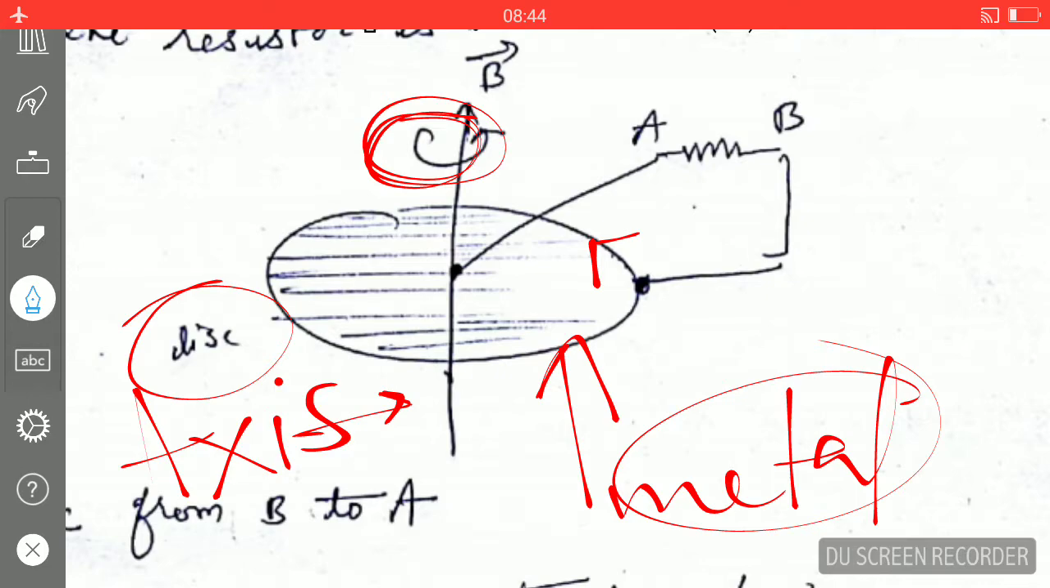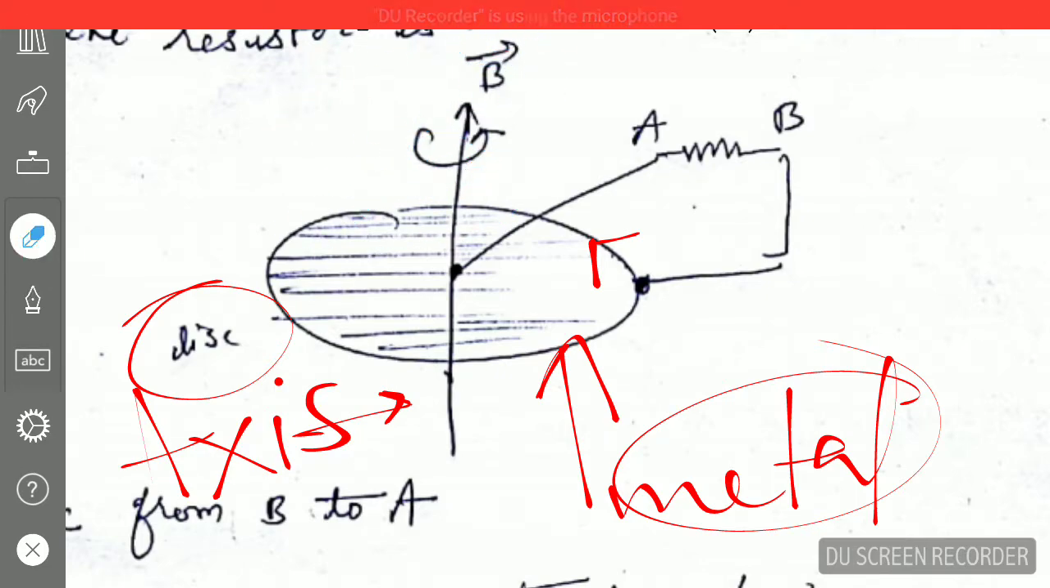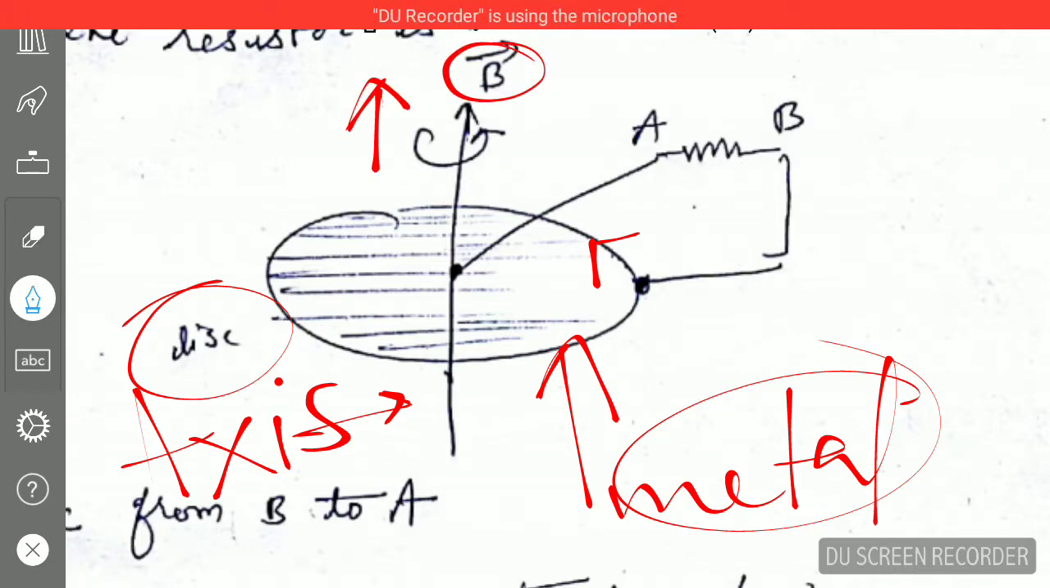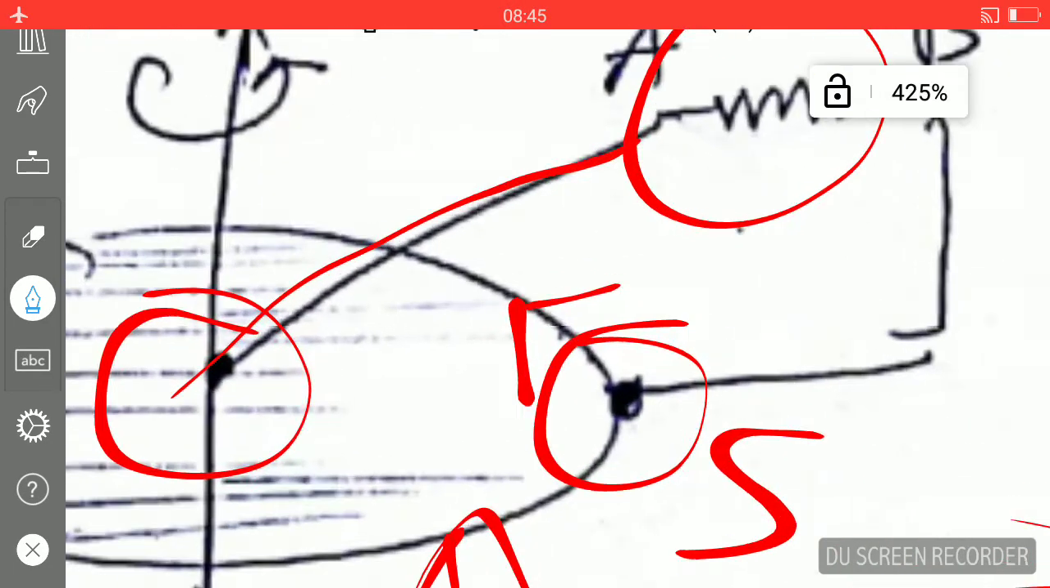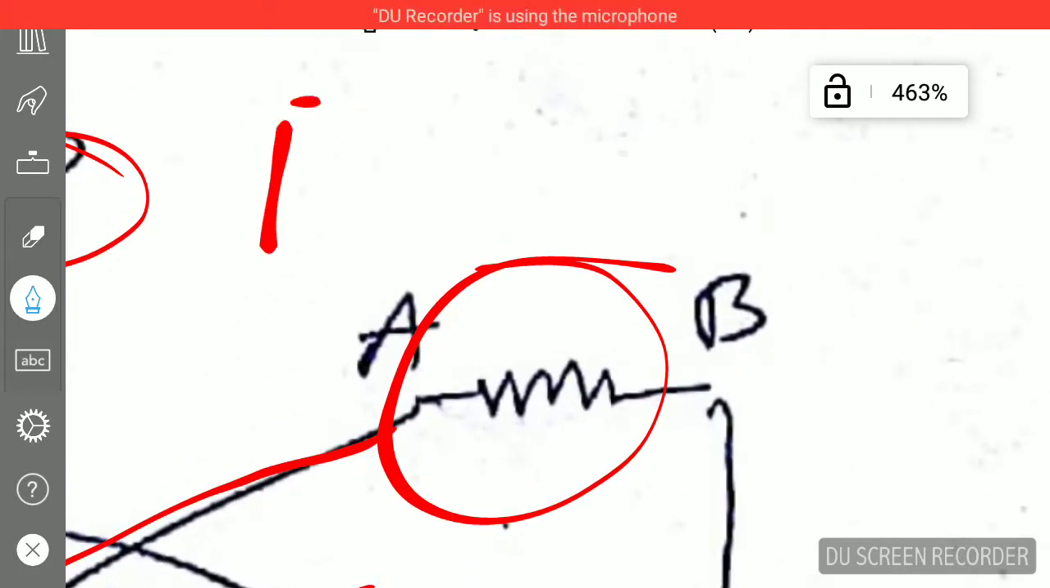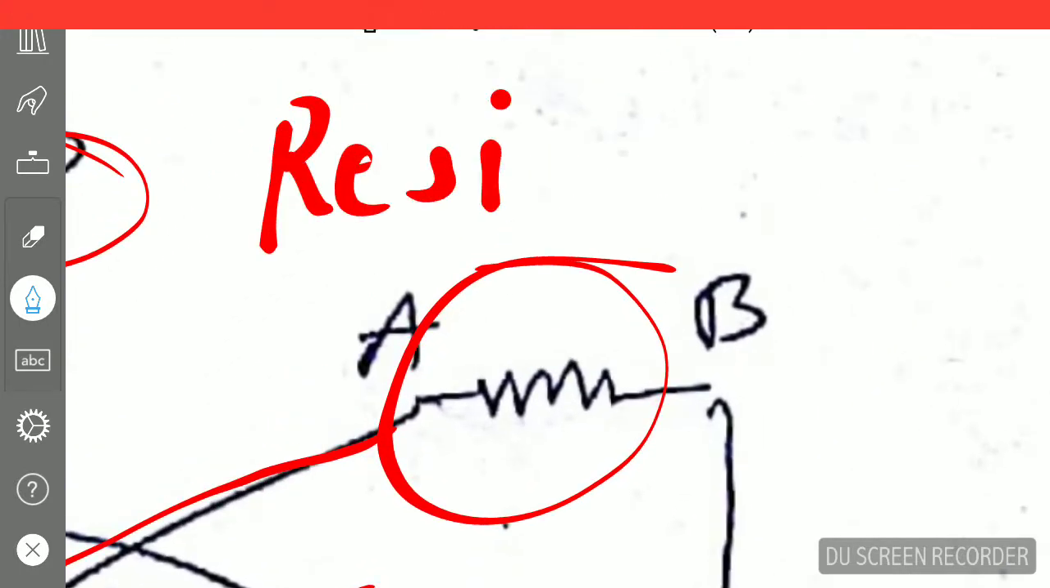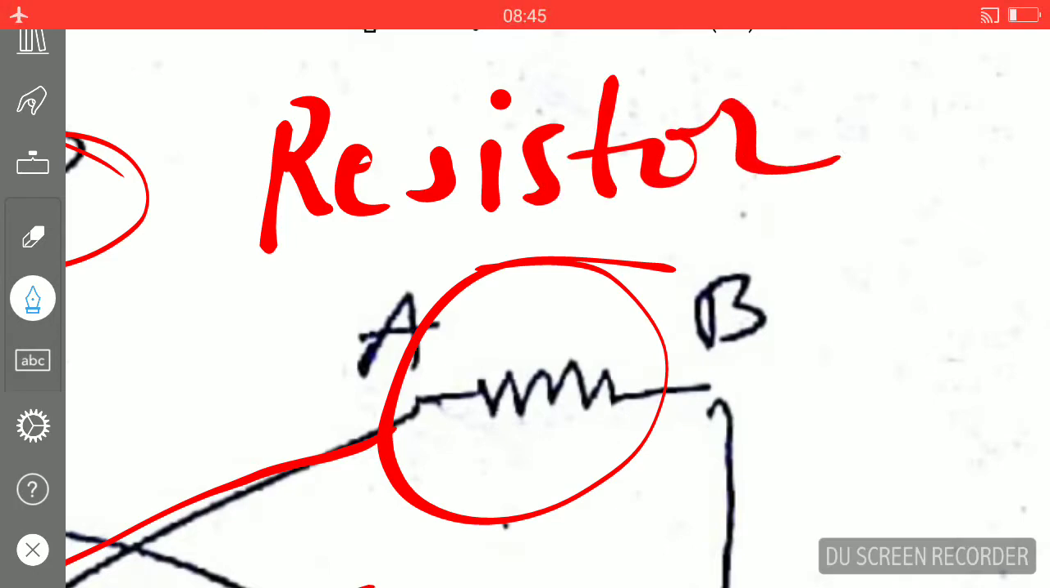There is a magnetic field B, and the direction of the magnetic field is upward. There is a contact here, that is S, and another contact at the center of the disc. These are the wires, and this is the resistor.